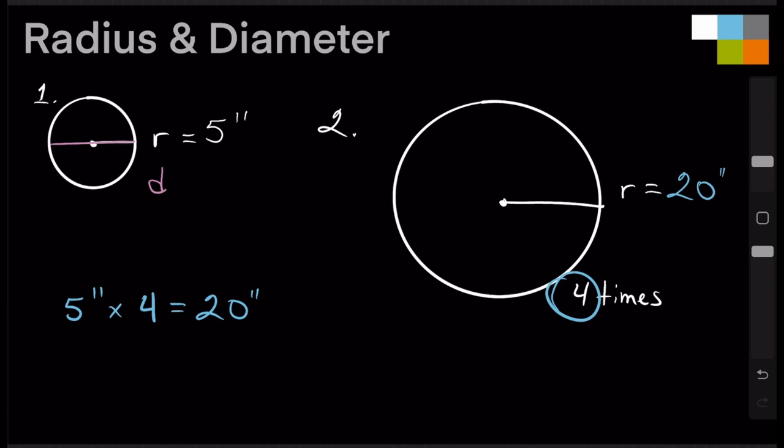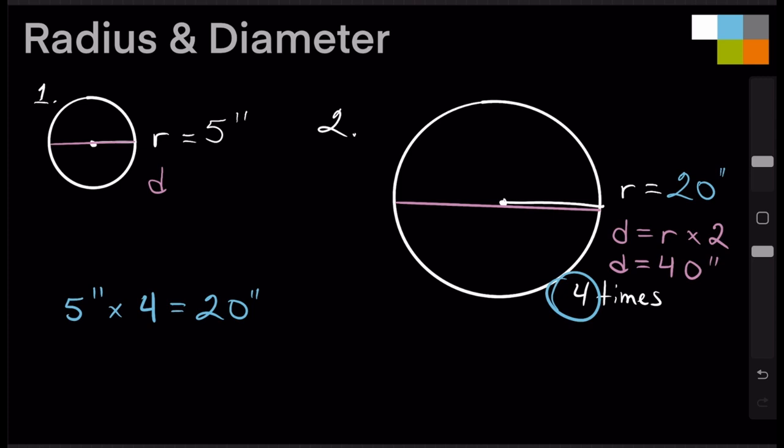Now if I want to be a little extra spicy, I can figure out the diameter of this circle. Because I know that the diameter is the same thing as the radius times 2, then I know that the diameter of circle number 2 is going to be 40 inches.